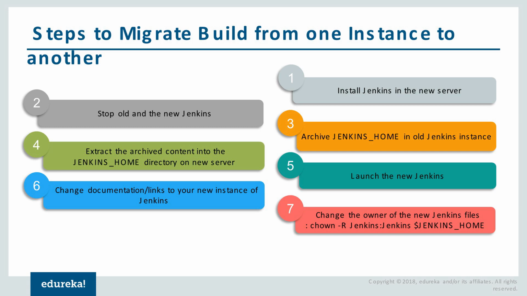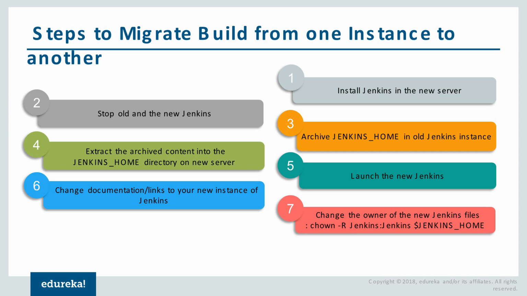So these are the steps to migrate builds from one instance to another, and this is the manual way of doing it. Again, the process is, first of all, you need to install Jenkins on the new server. You need to stop both the old and the new Jenkins server. Then go ahead and archive Jenkins_home in the old Jenkins instance. You copy it somewhere, extract it and copy it to the new machine.